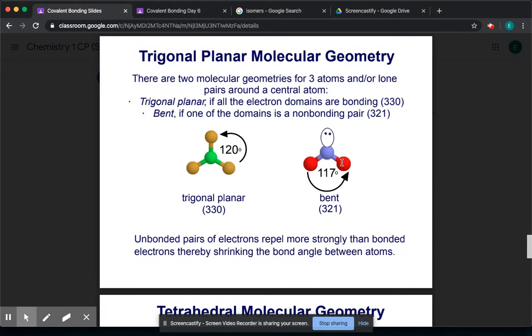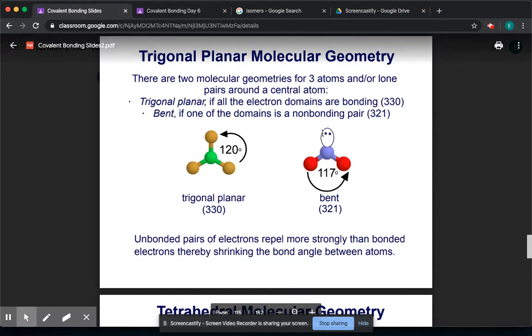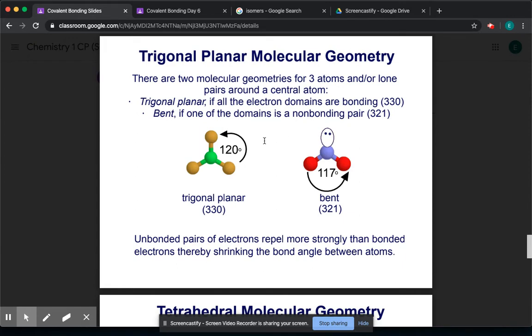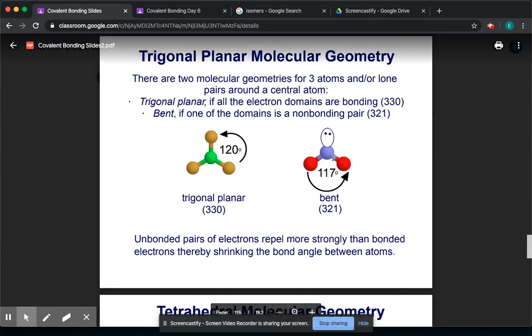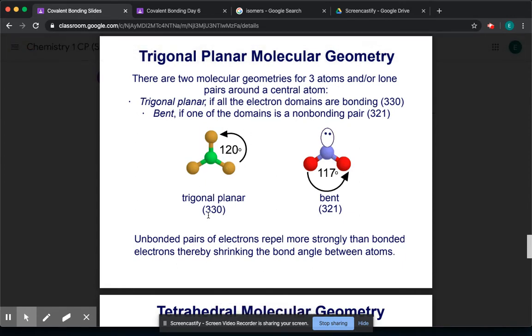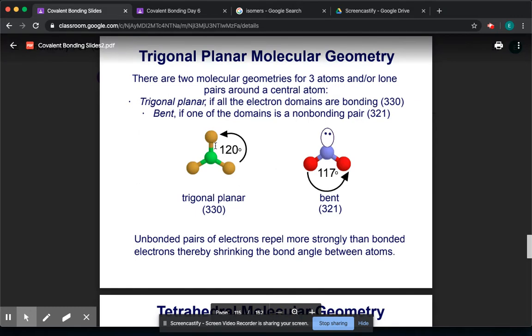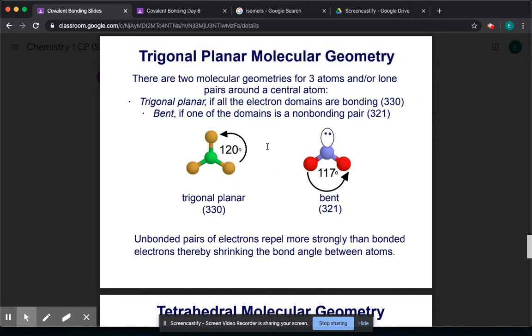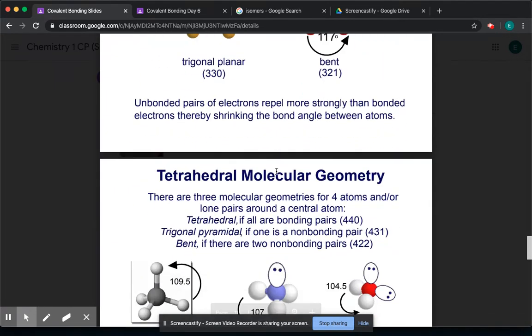But if you look, the shape is fundamentally the same. If this lone pair was replaced by an atom, you'd go back to trigonal planar. So the first number, which tells you the EDG, tells you the general shape, but these atoms can be replaced with electrons instead, basically, is what it's saying.